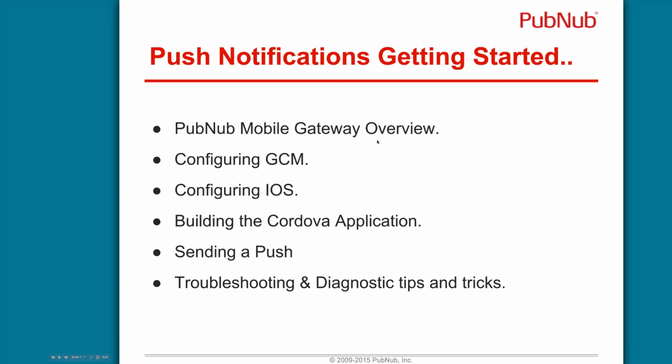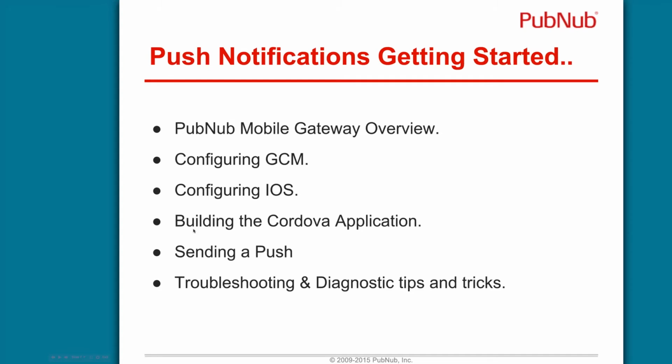After we understand what the gateway is, we're going to look at configuring the gateway for both GCM and iOS. GCM is Google Cloud Messaging, and iOS, obviously, that's Apple. And it actually should say APNS, or Apple Push Notification Services. There's configuration that you need to do for both providers, and we'll walk through that.